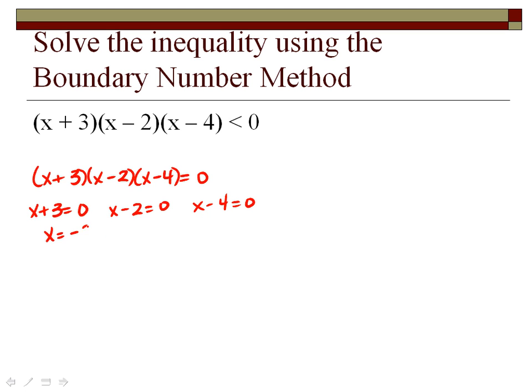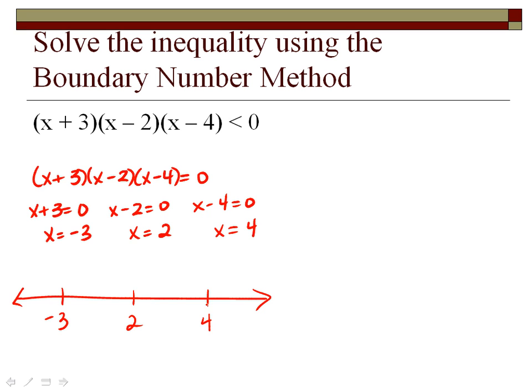So we get that x is equal to negative 3, x is equal to 2, and x is equal to 4. The next step is we place those on the number line in order from smallest to largest. And then we have to test a point from each of these regions that are formed. Notice since we have 3 solutions, we have 4 regions to test. Everything less than negative 3, between negative 3 and 2, between 2 and 4, and larger than 4.